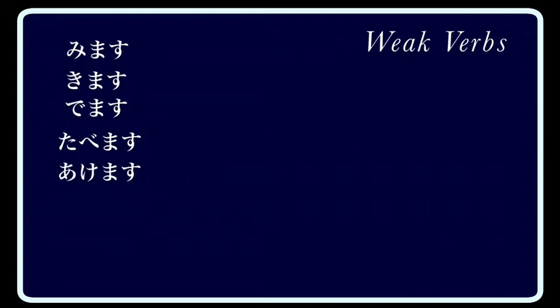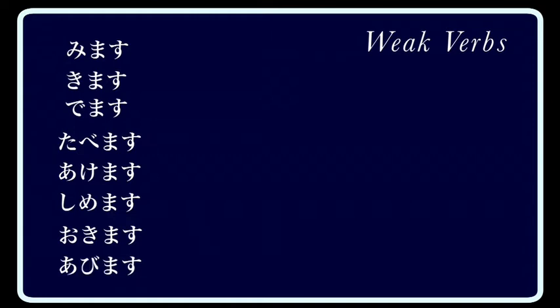Akemas, the Japanese verb to open a window or open a door. To close, shimemas. Okimas, to wake up. And abimas, the verb we use to take a shower. All of these verbs are weak verbs.